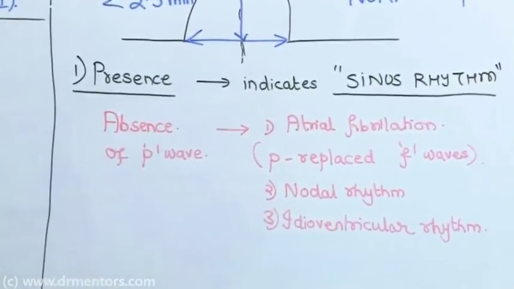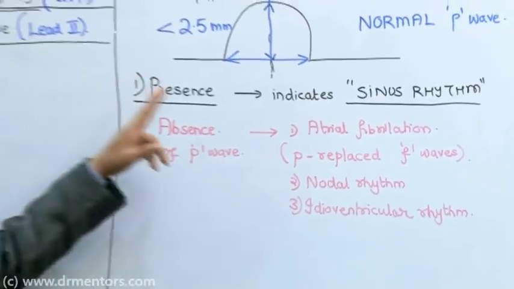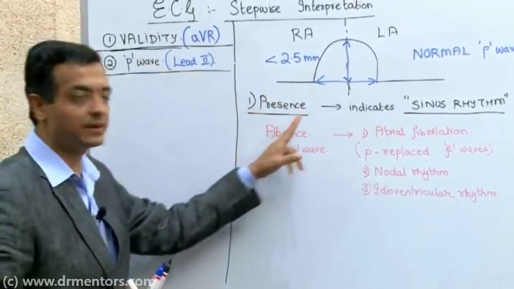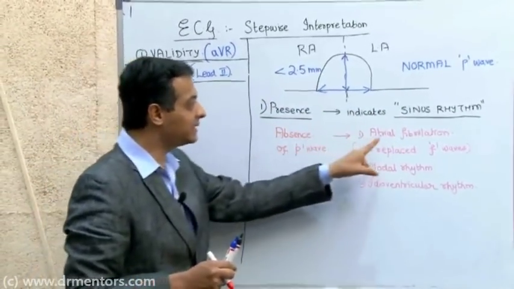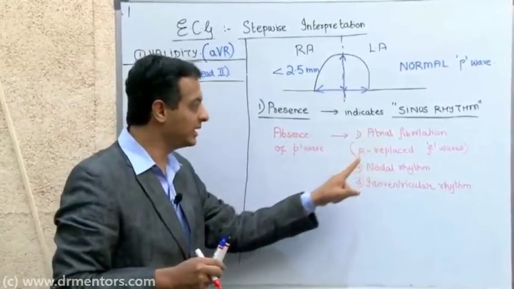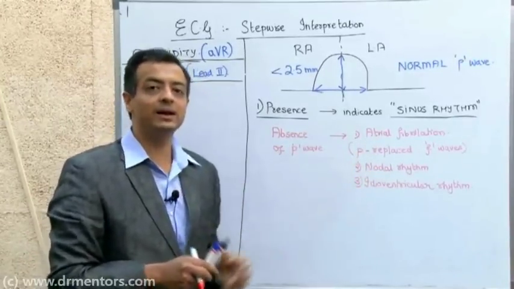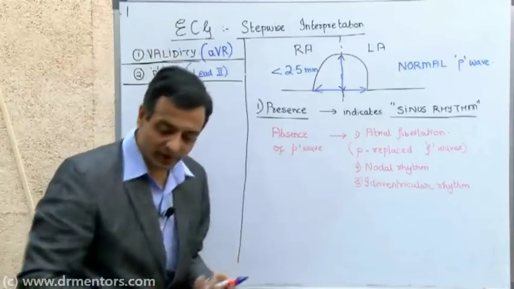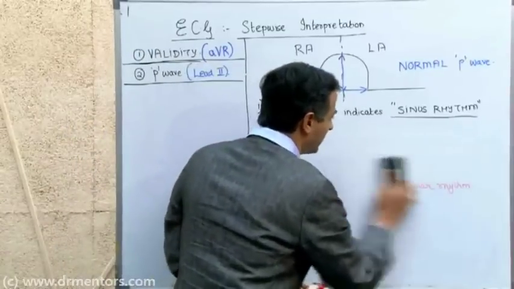So what have you checked for? In lead 2, you looked for presence of P wave. Forget morphology. If P wave is present, it means sinus rhythm. If P wave is absent, it means either atrial fibrillation, nodal rhythm, or idioventricular rhythm. Clear questions are there.